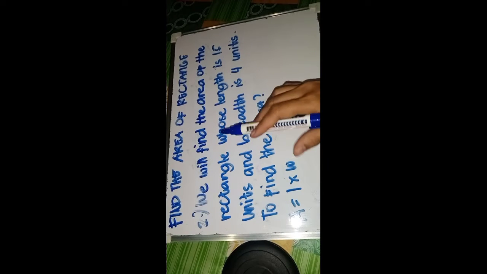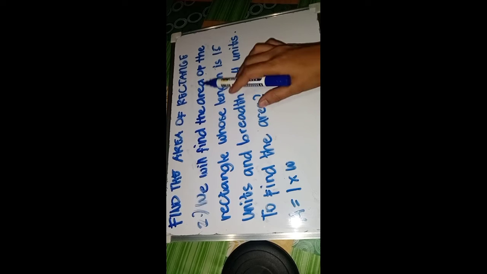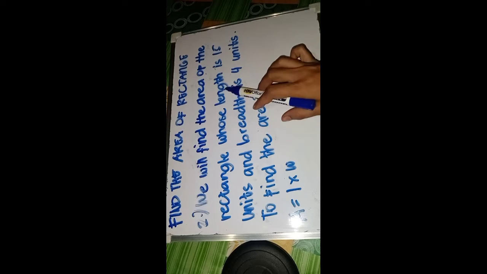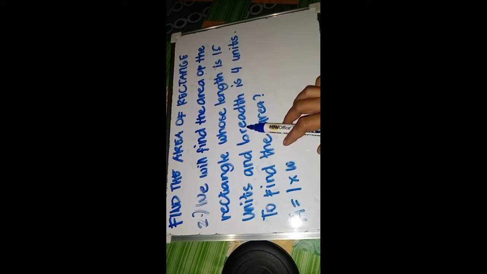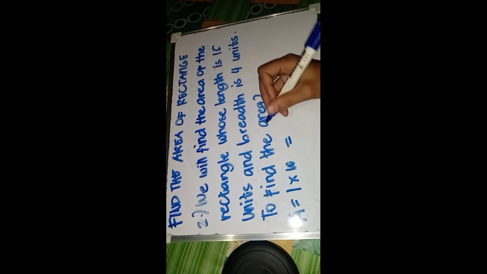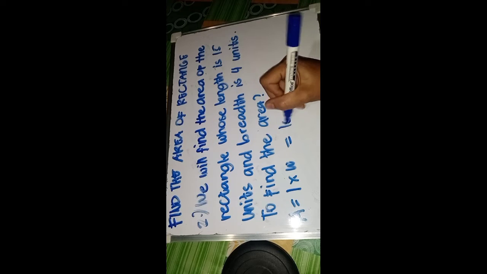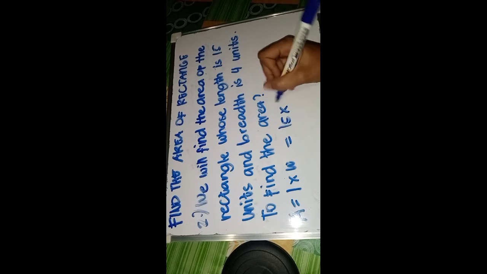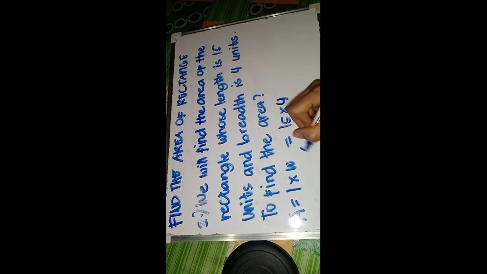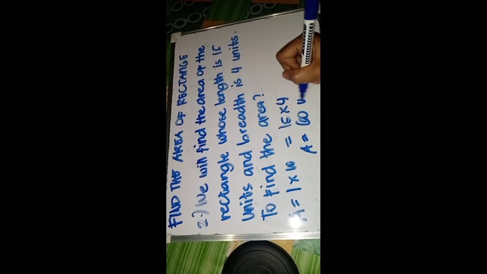So let's have here the other example. We will find the area of a rectangle whose length is 15 units and breadth is 4 units. To find the area, our formula is area of rectangle equals length times width. So our length is 15 and our width is 4 units. The area of the rectangle is 15 times 4, that is 60 square units.